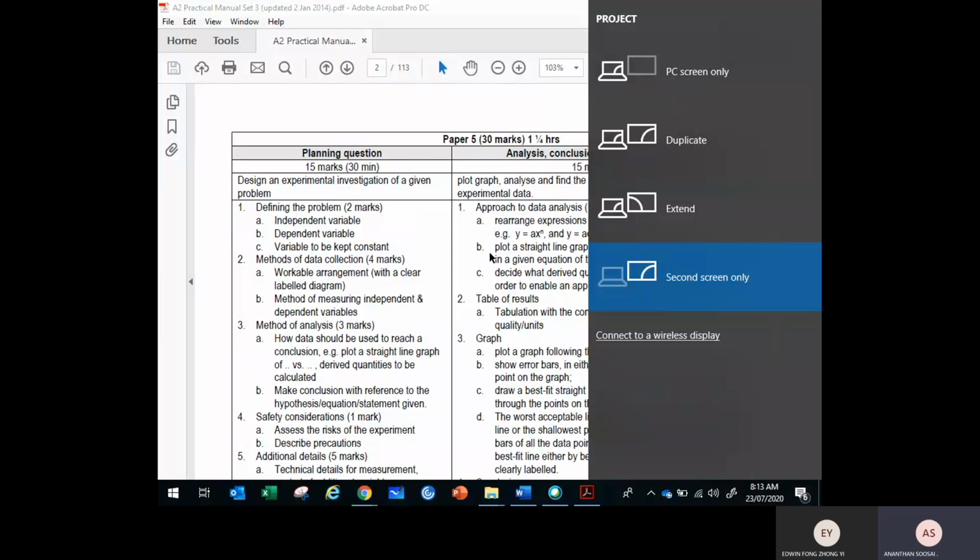Let's do the practical today. Do you have graph paper? You have graph paper. We need one graph paper to plot the graph.